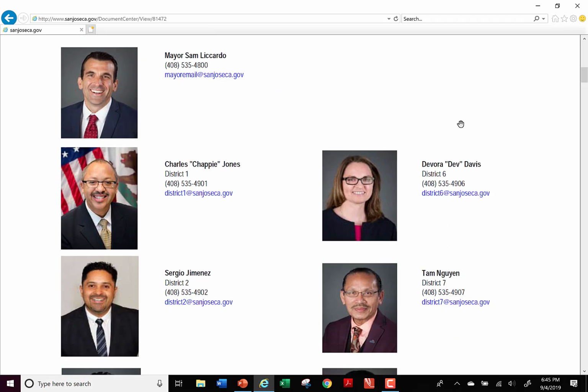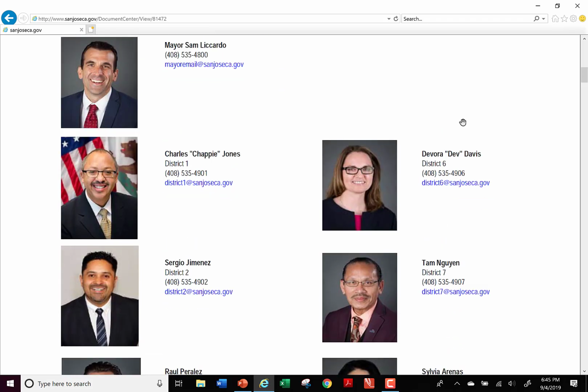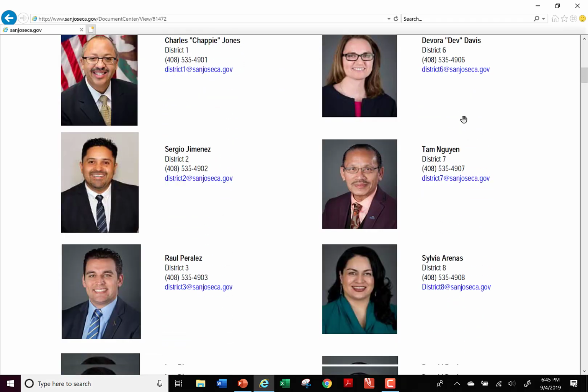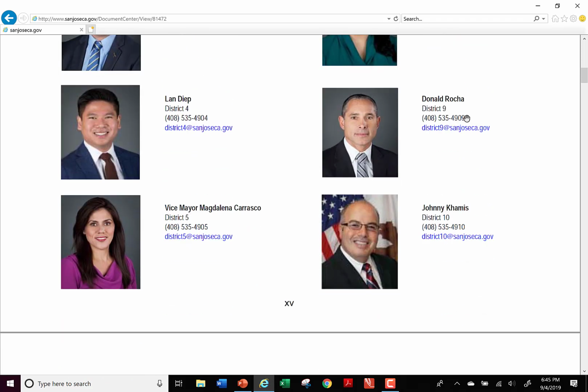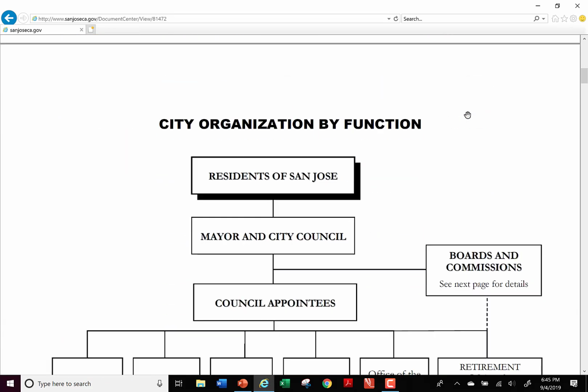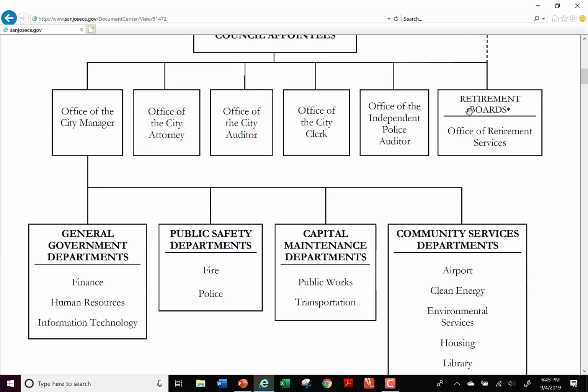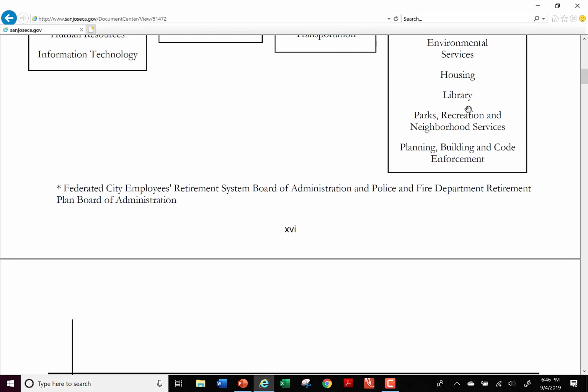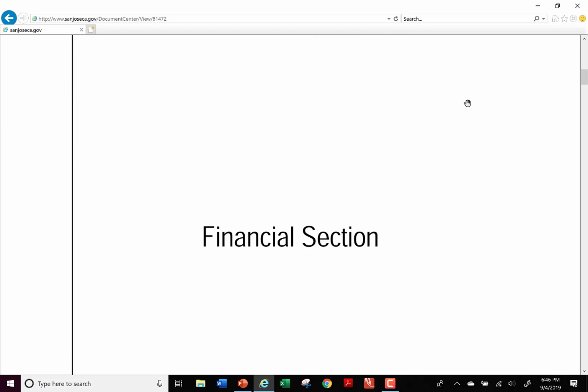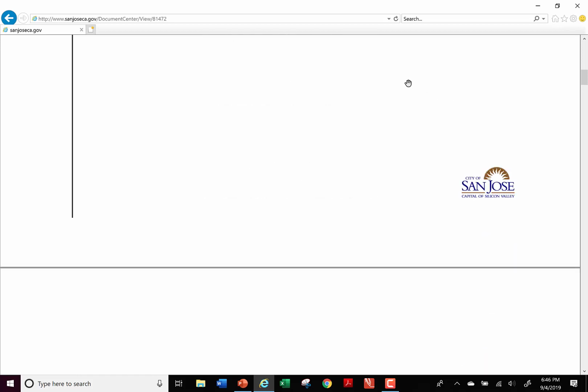There he is. Pictures of the politicians. Have you ever met a politician that doesn't want their picture taken? Well, it kind of depends what they're doing when that picture is taken, but generally they like to have their picture taken, okay? Organizational charts, etc. Kind of stuff that we said last time would be in that introductory section, right? Okay. All right, financial section. What's supposed to be here?